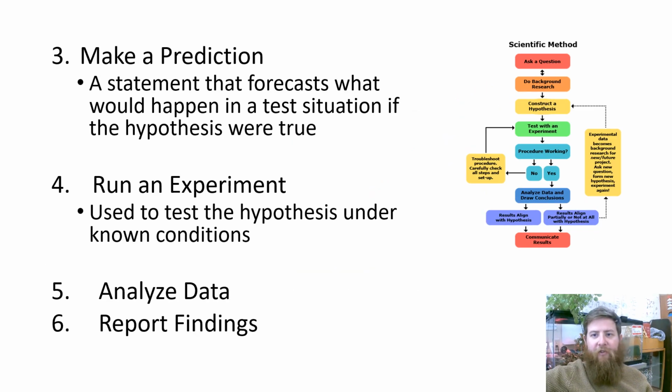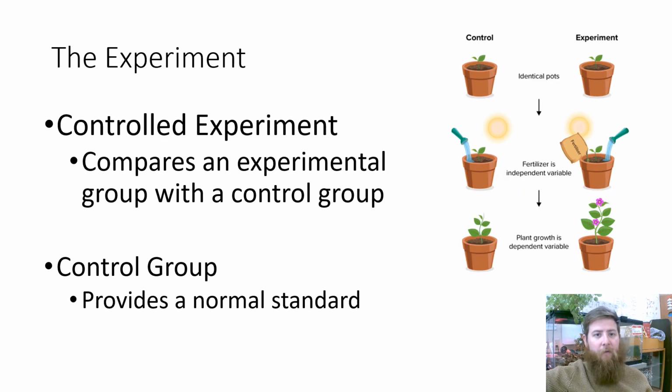Then you make a prediction, which is some kind of statement that forecasts what would happen if your hypothesis were true. You run an experiment, you analyze the data, and then you report that data so that other scientists can peer review that data and then use it to continue to further science education and science theory.